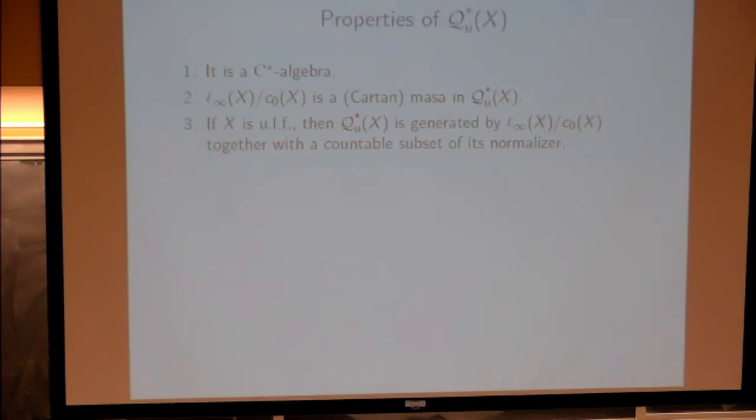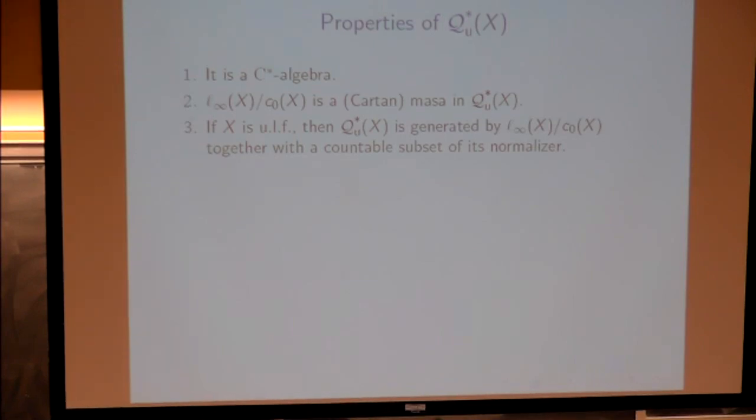Okay, so let's look at properties of the uniform Roe corona. Just like the algebra, it is a C-star algebra. It's actually a non-trivial fact that the quotient of a C-star algebra is again a C-star algebra. L infinity mod C0 is a masa. It's a Cartan masa. And again, if X is uniformly locally finite, the corona is generated by the masa plus a countable subset of its normalizer.